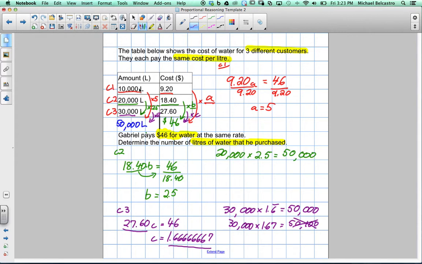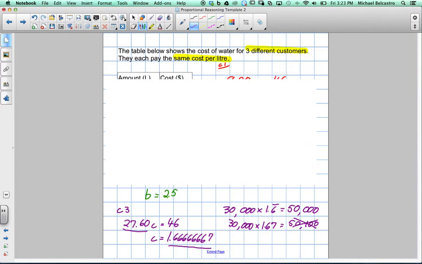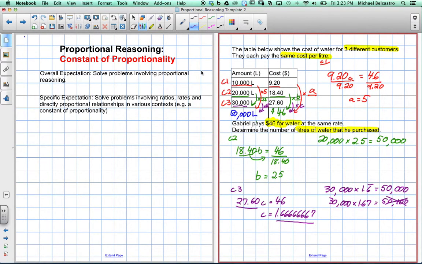We've done it using all 3 different customers. Really, we could have just been finished at customer 1, but I want to show you all 3 ways of doing this. If you want to look at other ways to solve this same question, you can check out our other playlists on proportional reasoning.